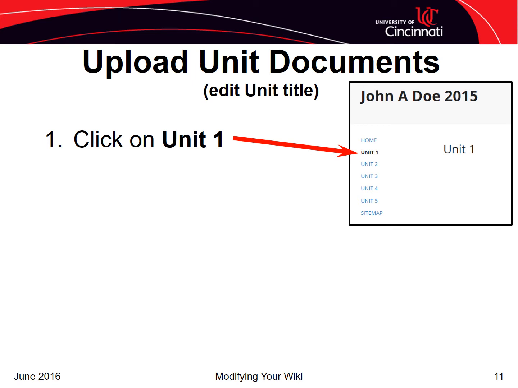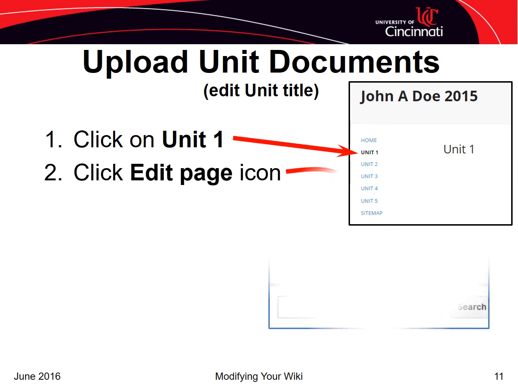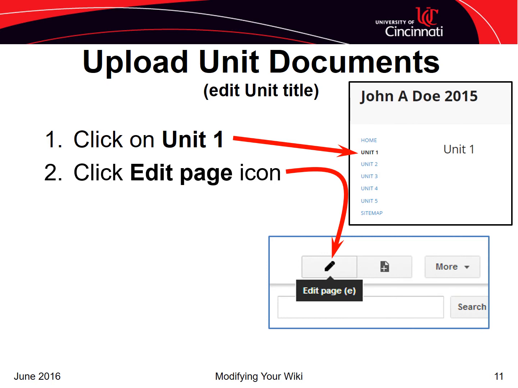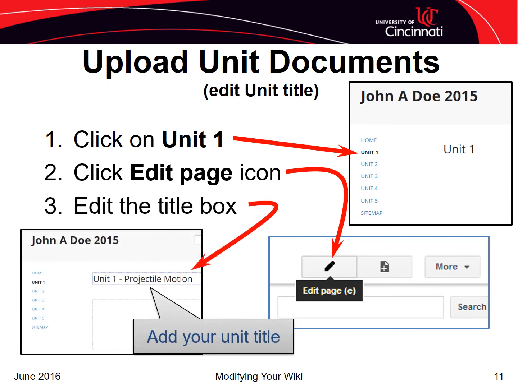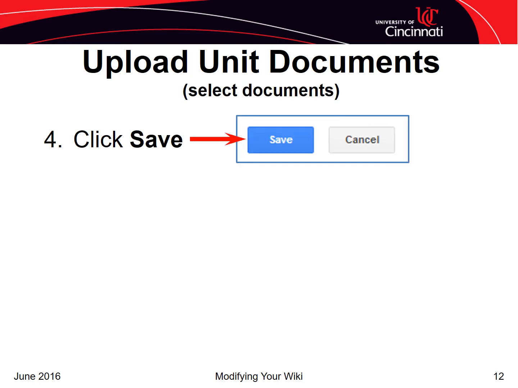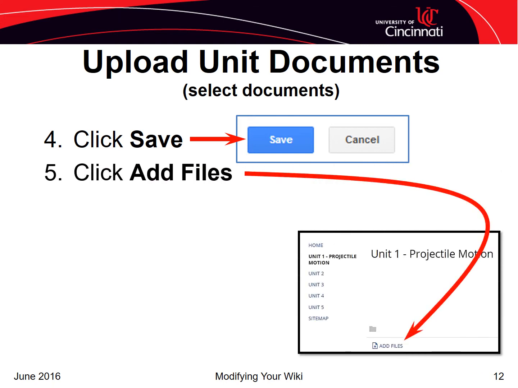To upload a document to Unit 1, click Unit 1. Click the Edit Page icon and then type the name of the unit in the unit title box. In the example here, the unit title is Unit 1-Projectile Motion. After entering the unit title, click Save. To add files to the page, click on the Add Files link near the bottom of the page.